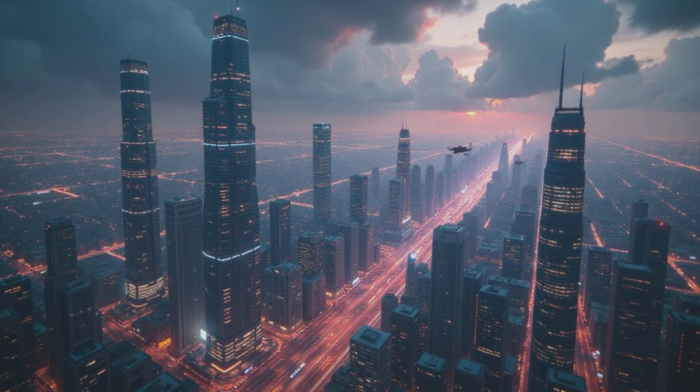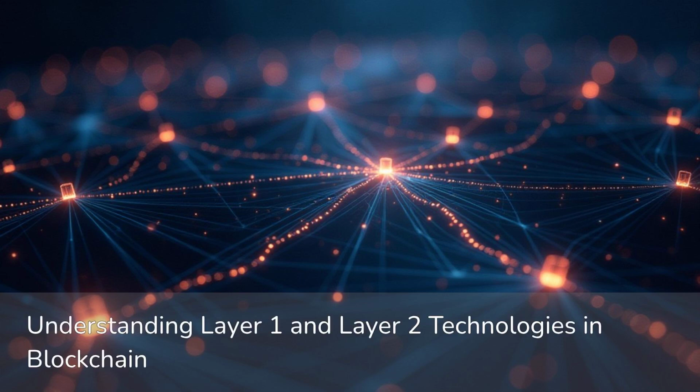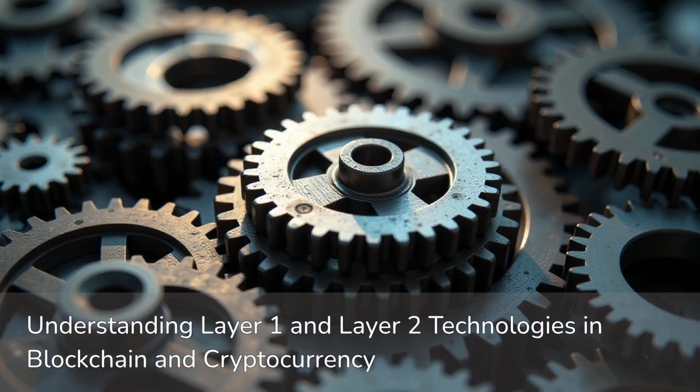Layer 1s and 2s explained, everything you need to know. In the world of blockchain and cryptocurrency, few topics are as essential, and as misunderstood, as Layer 1 and Layer 2 technologies. These layers form the backbone of how decentralized networks operate, scale, and interact.